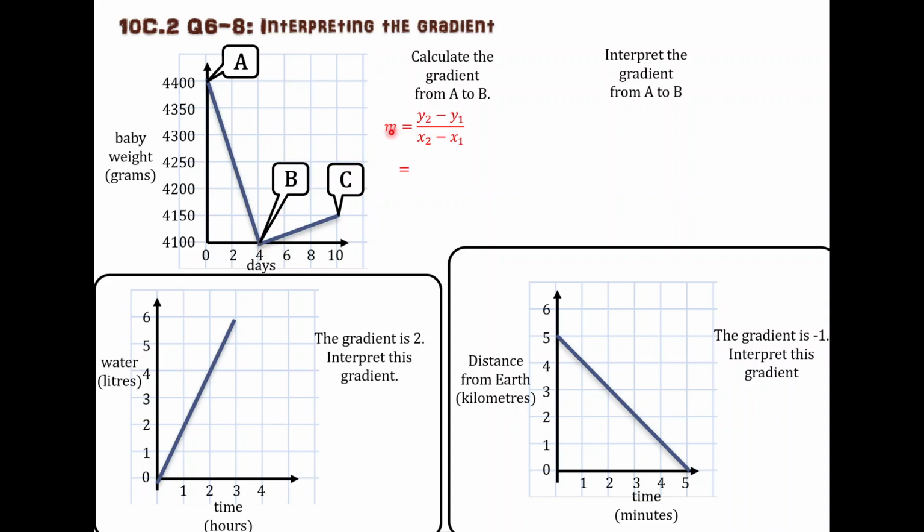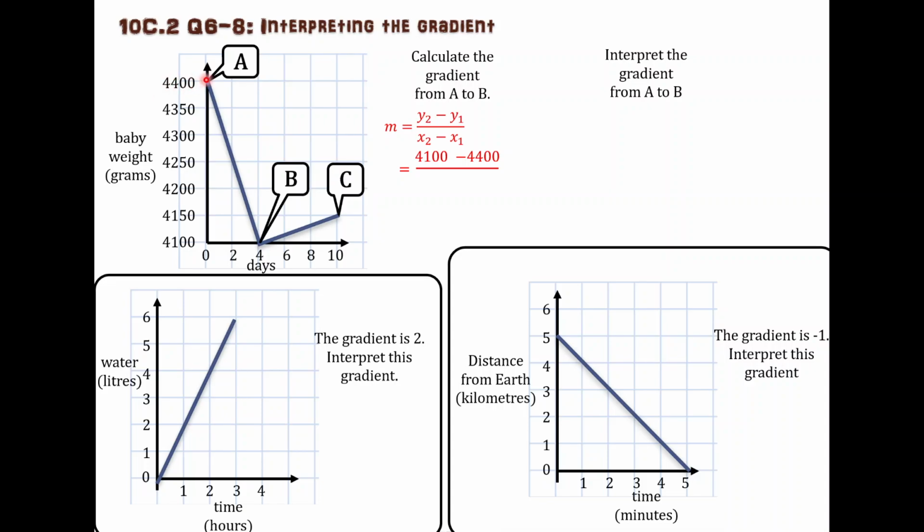Slope, m, or gradient, is the y-coordinate of the second point take the y-coordinate of the first point, divided by the x-coordinate of the second point take the x-coordinate of the first point. What does that look like? Well, let's do it one at a time. We'll put the fraction bar in. The y-coordinate of the second point, well, the second point is B. The y-coordinate is 4,100. And the y-coordinate of this first point is 4,400.